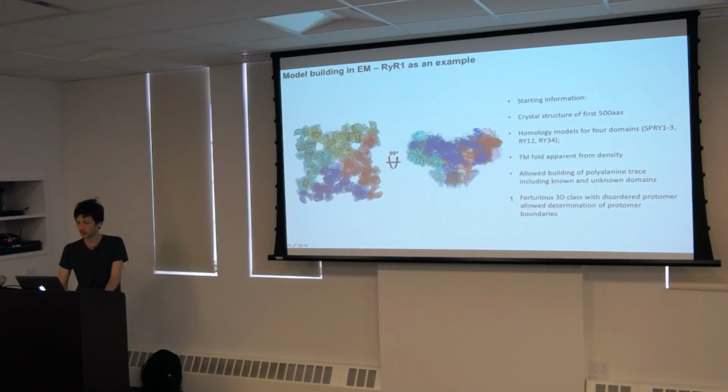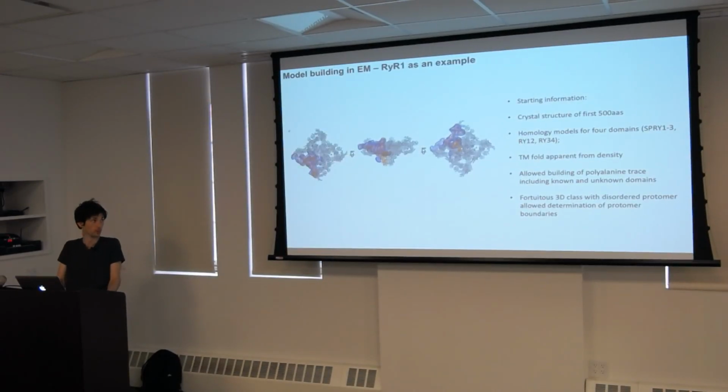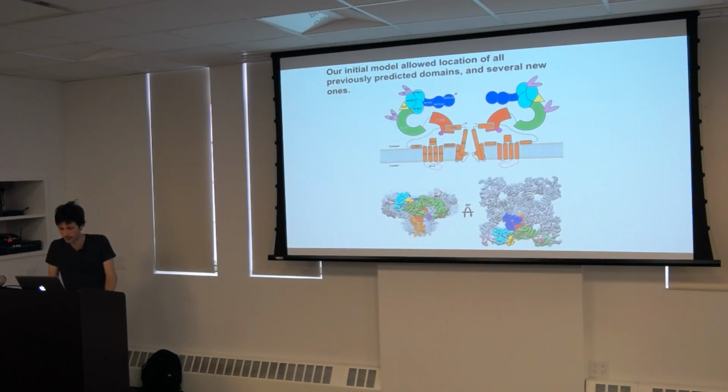And we knew in the sequence where that was. And so this allowed us to build a polyalanine model, including all of those known domains and unknown ones that we couldn't build. And as I mentioned, we were lucky in that case because we had a 3D class that had a disordered bulge, which allowed us to assign the domain boundaries. And so we were able to place that first N-terminal domain that I went through before, and all of these other ones.